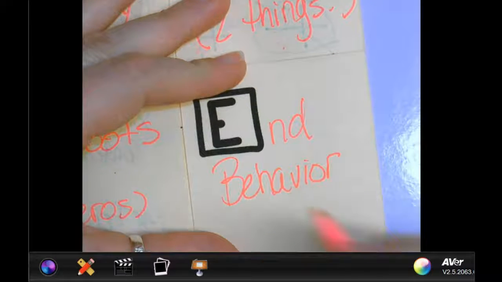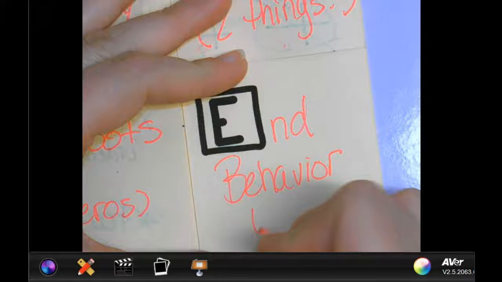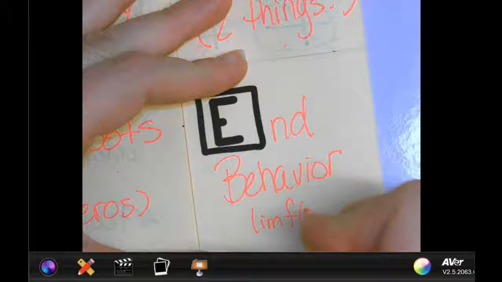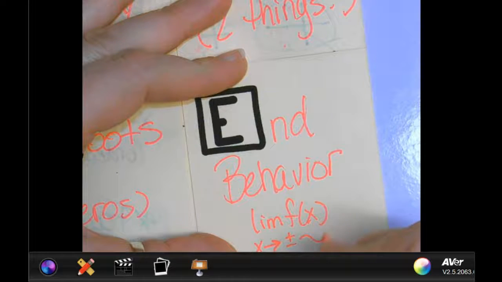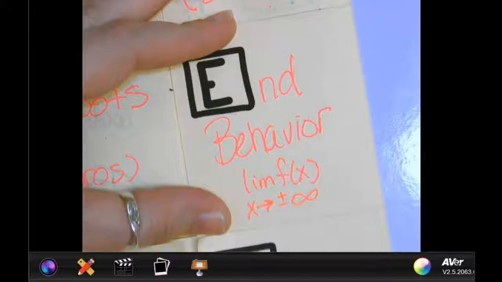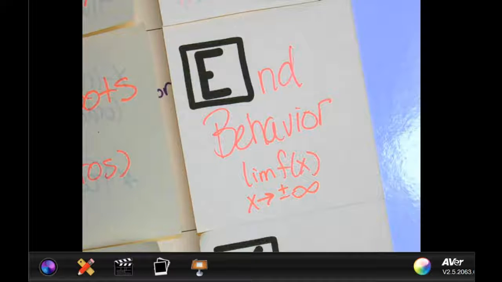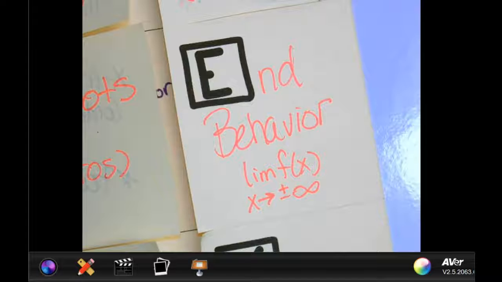I am looking for what is the limit of f of x as x approaches positive and negative infinity. Basically, this is where your other asymptotes come in. Your horizontal and your vertical. I'm sorry, your horizontal and your slant, because your vertical ones are taken care of differently. But the end behavior has to do with your horizontal and your slant. Okay.